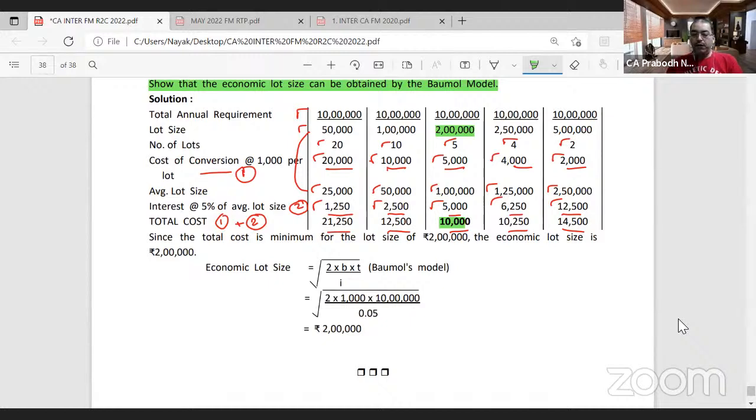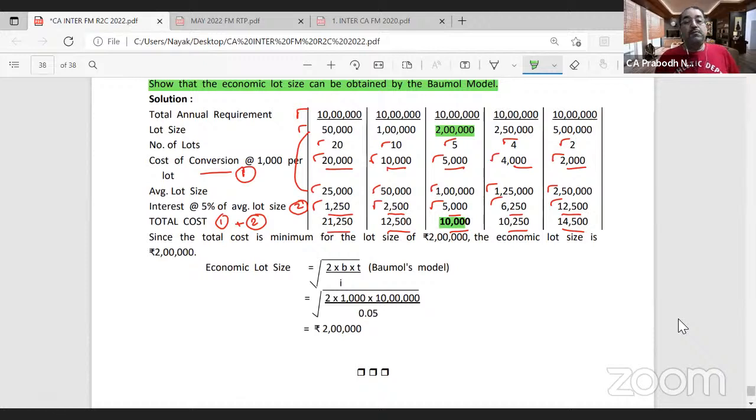2 into 1,000, 2,000 into 10 lakhs divided by 0.05. Take the square root. When you are silent, I sometimes doubt myself that my answer is wrong. Are you getting 2 lakhs? Yes. So this is your Baumol's model calculation.